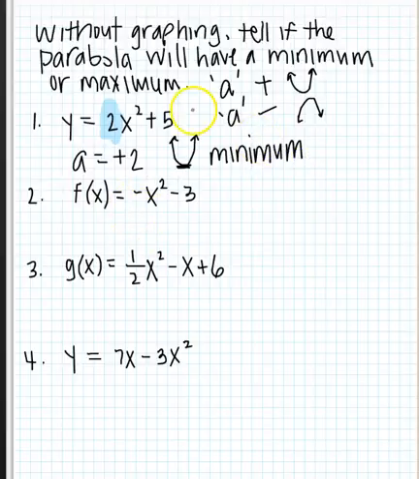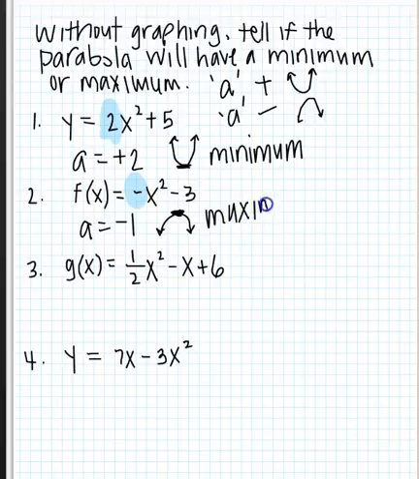Now I'll do the next one for you, and then I'll let you do the last two on your own. I find the a term is in front of the x squared, and that is a negative 1. So since the a term is a negative 1, the parabola is going to open downward. And if it opens downward, you have a maximum at the top of the graph. So that is going to be a maximum. Now I want you to try number 3 and number 4. Remember to find the x squared term first, and then look at the number in front of it.